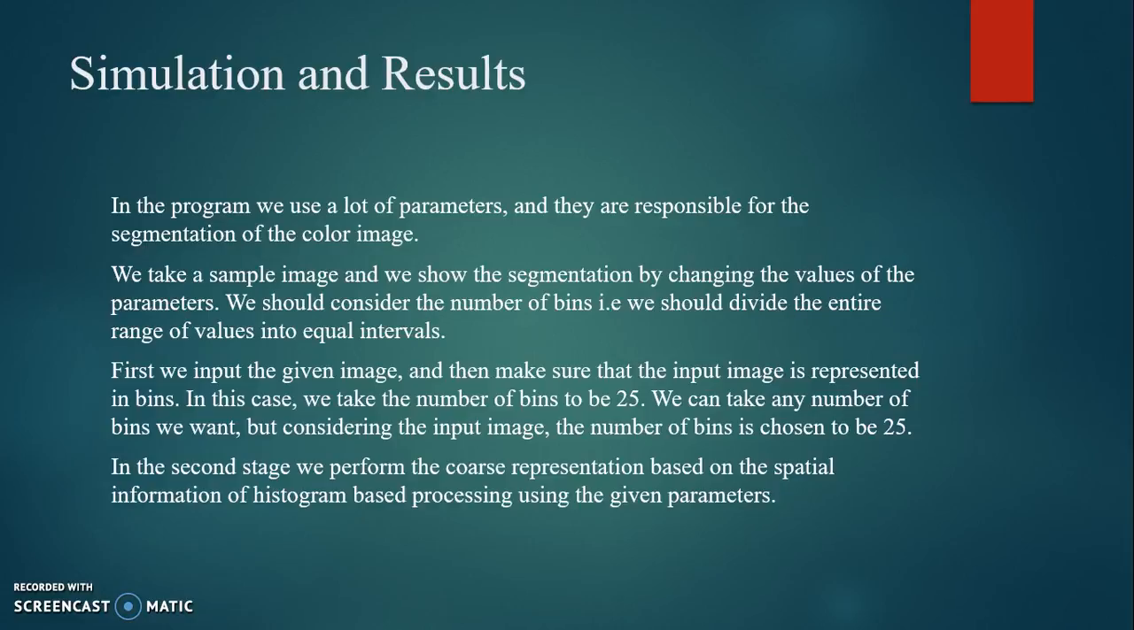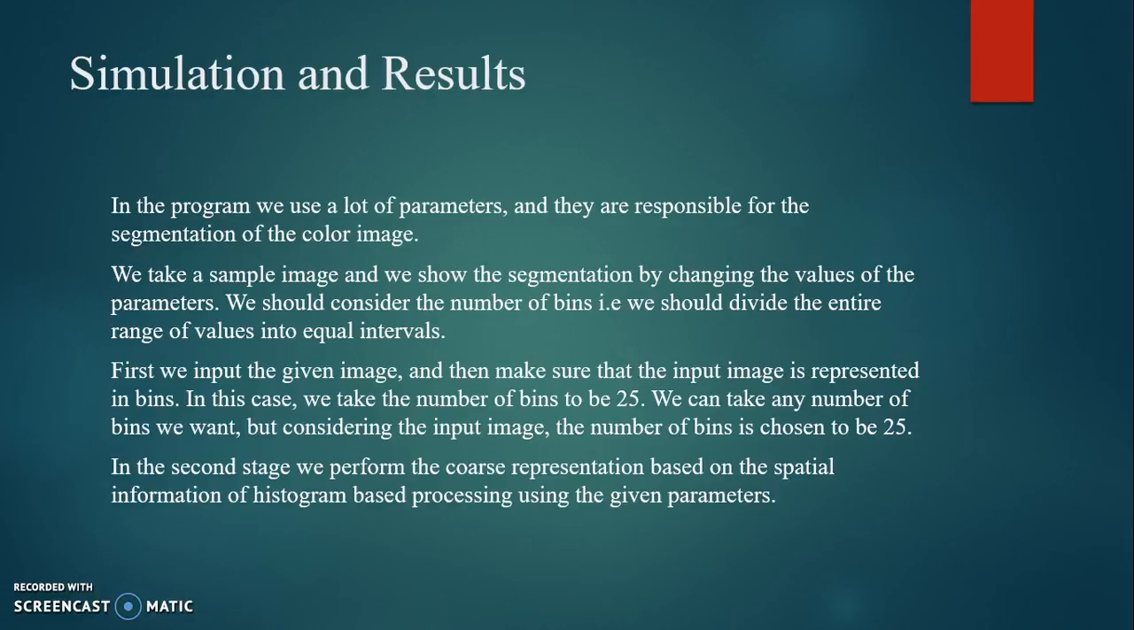Coming to the simulation and results. In the program, we use a lot of parameters, and they are responsible for the segmentation of the color image. We take a sample image and then we show the segmentation by changing the values of the parameters. We should consider the number of bins, that is, we should divide the entire range of values into equal intervals. First, we input the given image and then make sure that the input image is represented in bins.